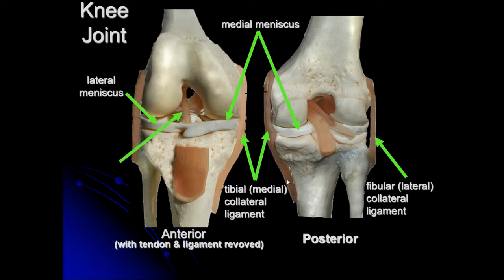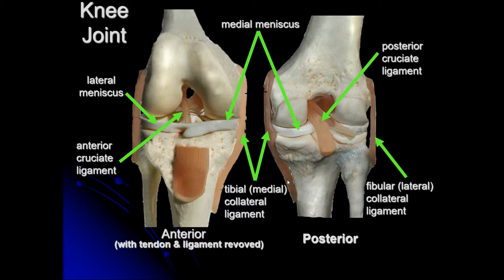And then we can see these cruciate ligaments. So here is the ACL, the anterior cruciate ligament. And here is the PCL, the posterior cruciate ligament. So the knee, which is the largest joint in the body and the most complex, has the most ligaments and the most other structures.